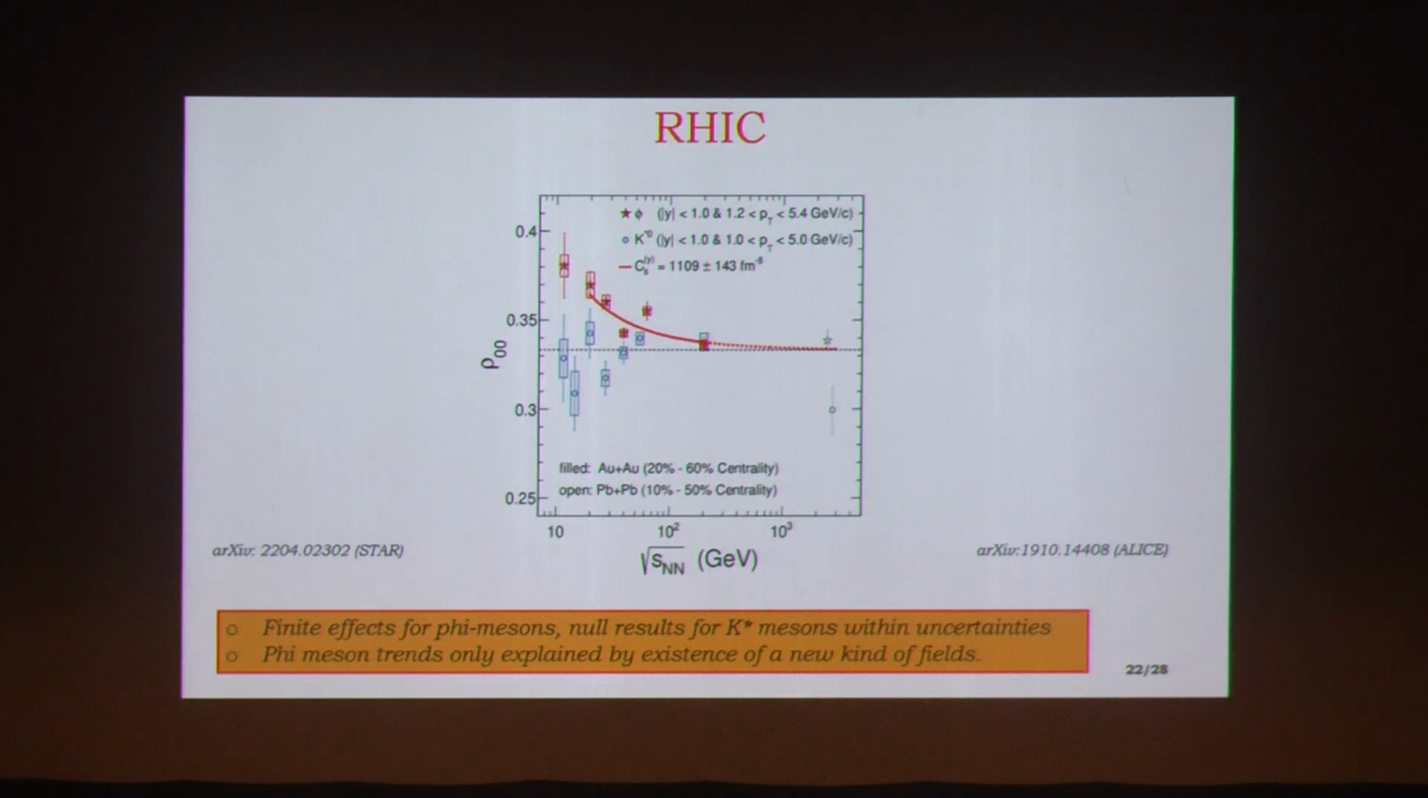These results are now revised at RHIC. The phi meson result in totality is mentioned in this work to be at an 8 sigma level, and this line is a model expectation which invokes a new kind of coherent mesonic fields in order to explain the observations at RHIC.